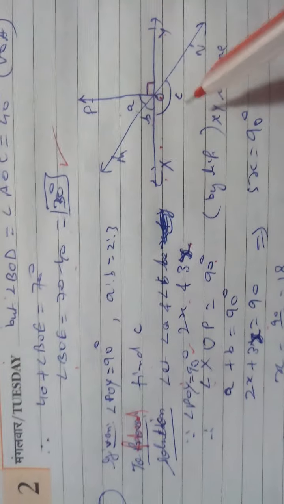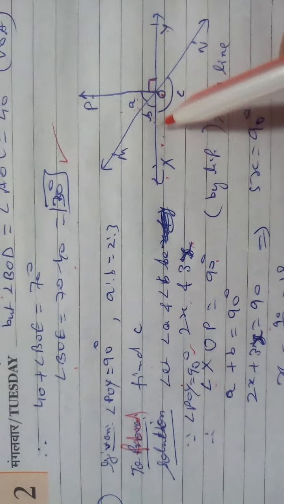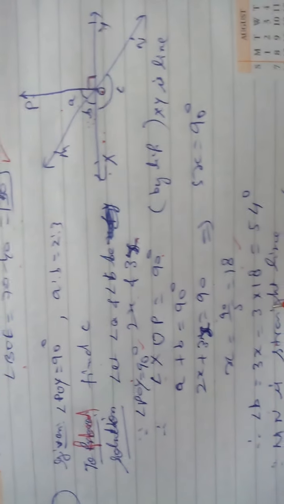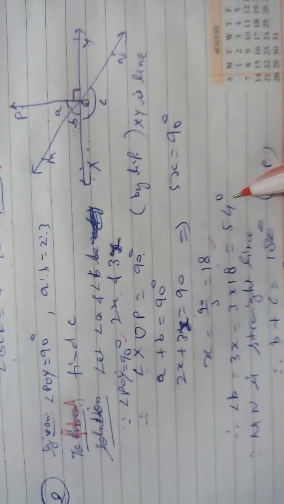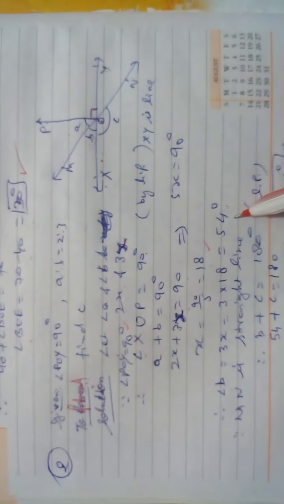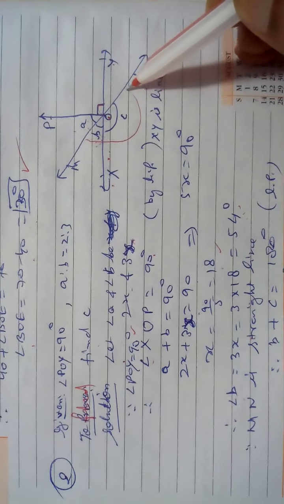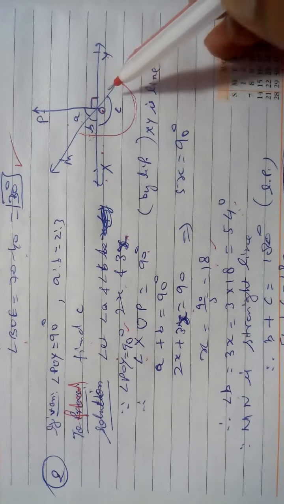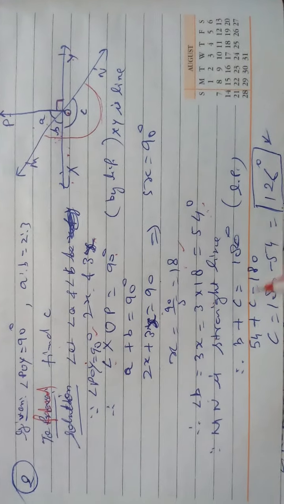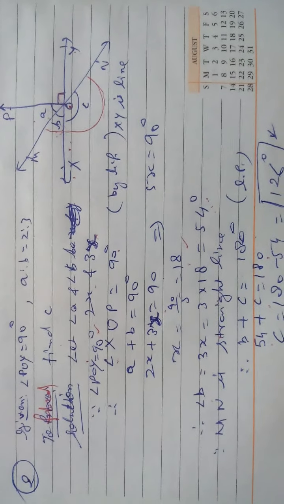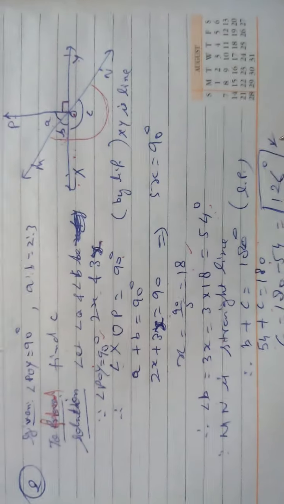To get c, first you want to get b. Angle b is 3x, 3 into 18 is 54 degrees. This whole angle is 180 degrees because MN is a straight line. So b plus c is equal to 180 degrees. 54 plus c is 180, so c will be 180 minus 54, which is 126 degrees.